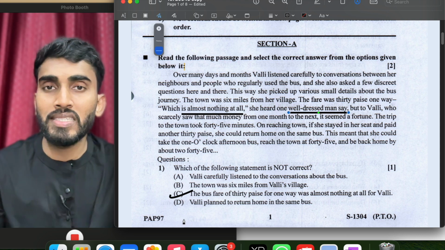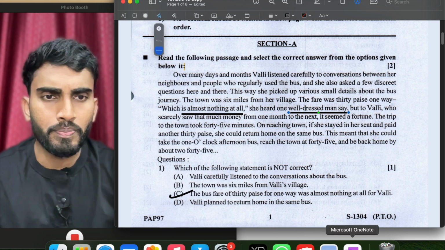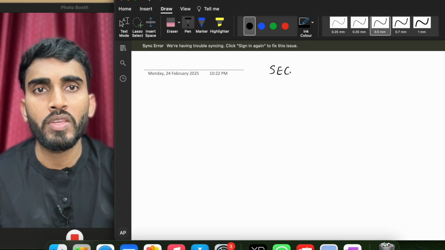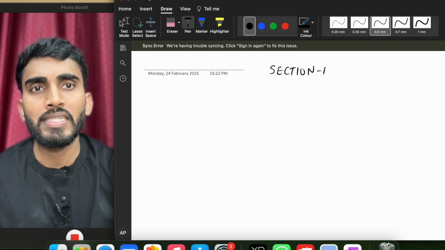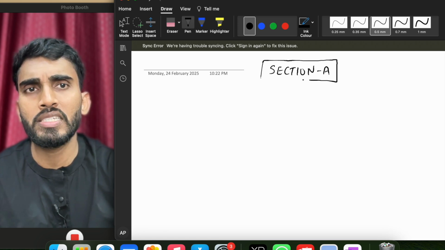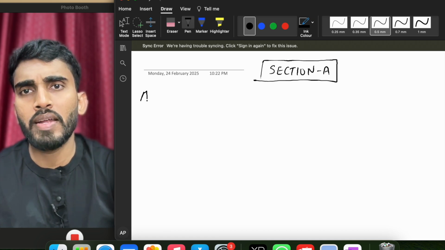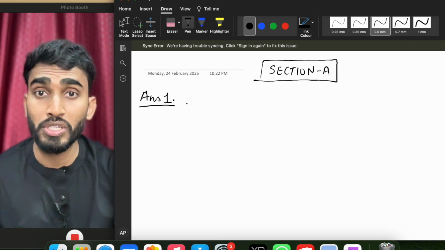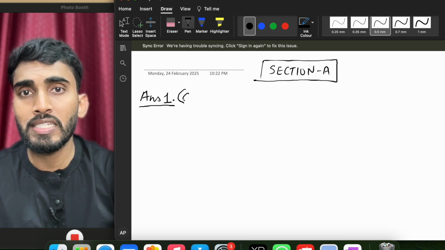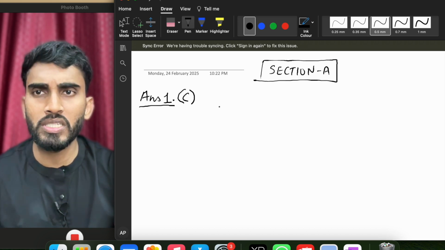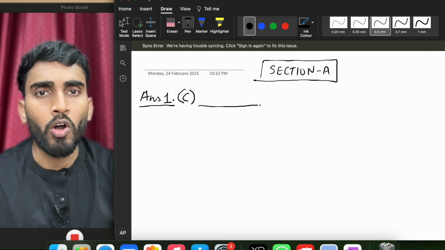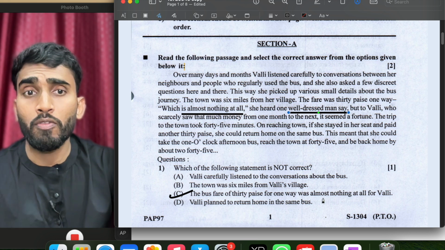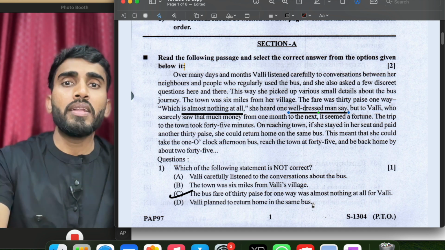Now, how will you write the answer in your answer sheet? So you will start by first of all giving heading that you are starting your section A. So you will give the heading section A, make a box and highlight your section A, and then you can start with writing answer 1. Give the number properly to the answer according to the question you are attempting. Here you will write the option C is the answer, and don't just write option C, also write the complete sentence of option C. So you will write completely that the bus fare of 30 paise for one way was almost nothing at all for Valli. Then let us see the second question.